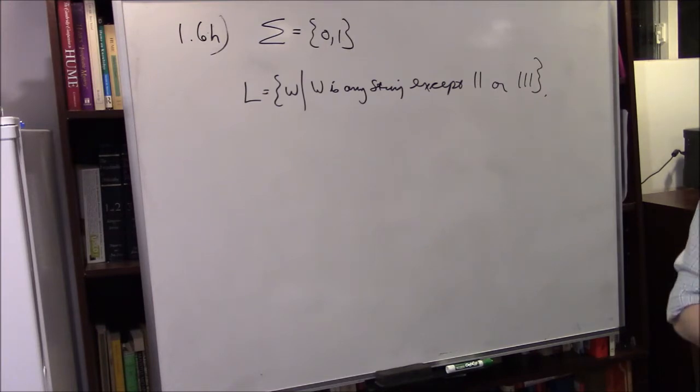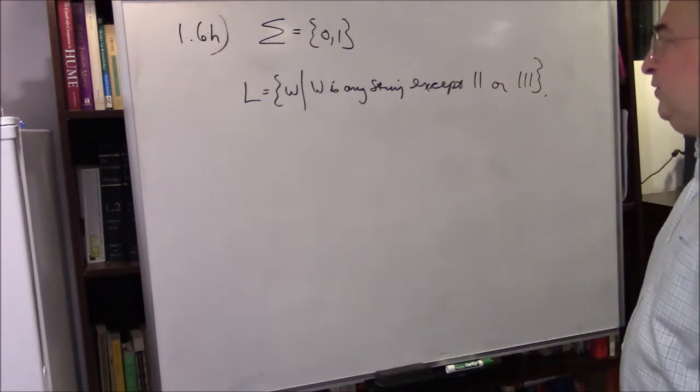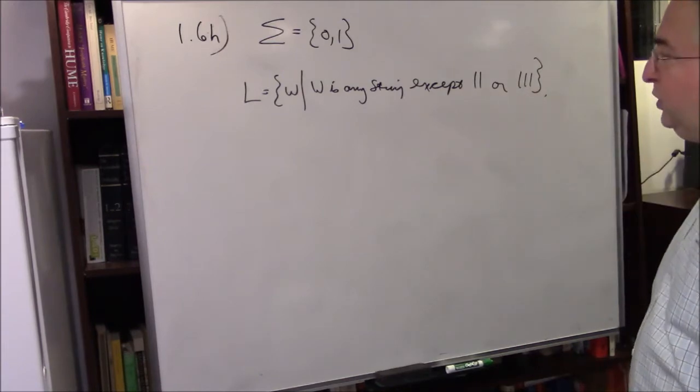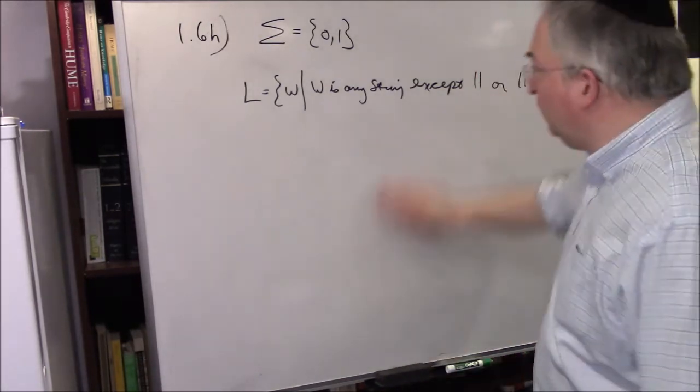Okay, but we're going to do it. Any string except 1, 1. So a lot of words are accepted in this language. These are the only 2 words that are not. Except is another way of saying not. So we're going to cover it up.